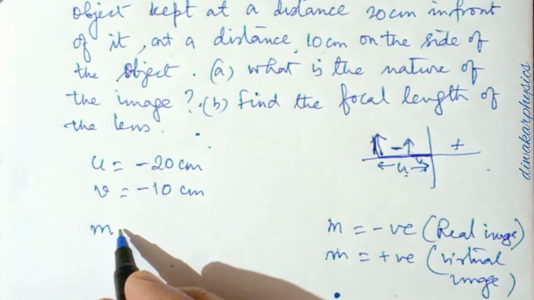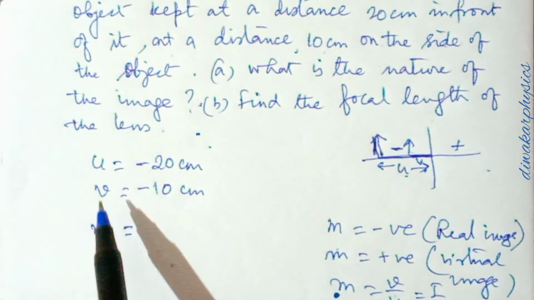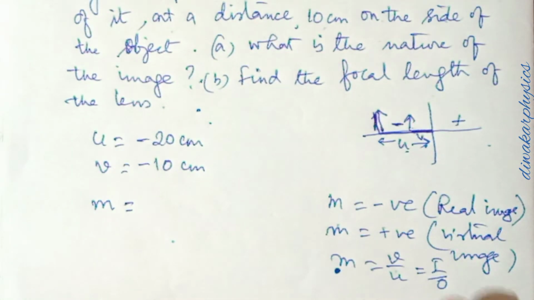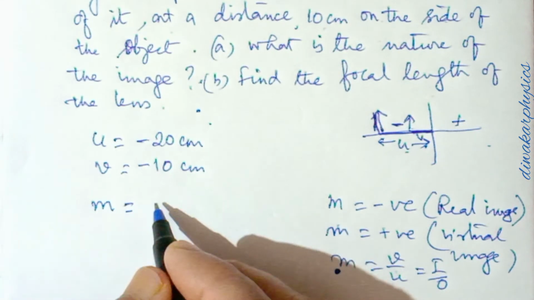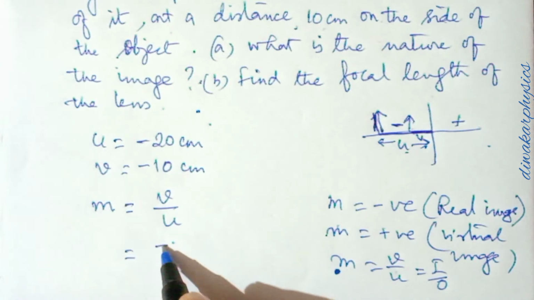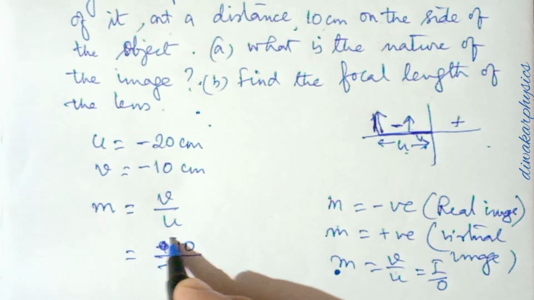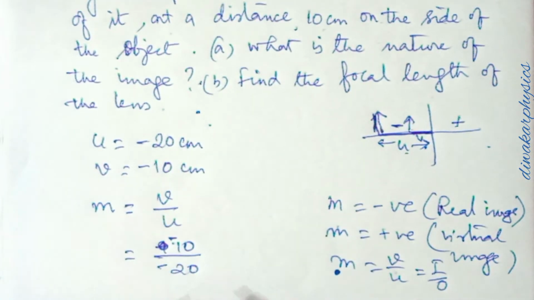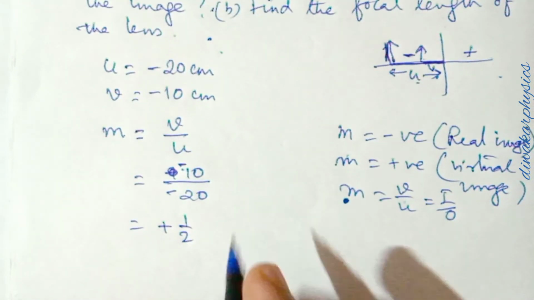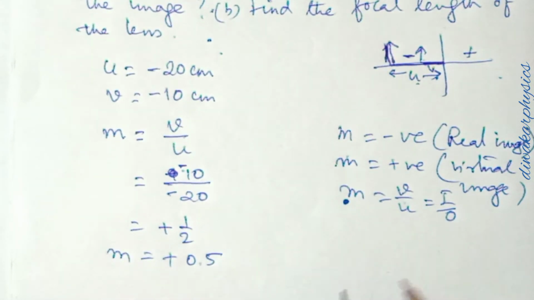So that's why you have to find m. So what is the formula of m? m is equal to v by u, or I by o. Now here v and u are given, so obviously we will be using m is equal to v by u. V is plus 10, u is minus 20. So it is plus half, that is plus 0.5. So m has no unit. It is just a number.